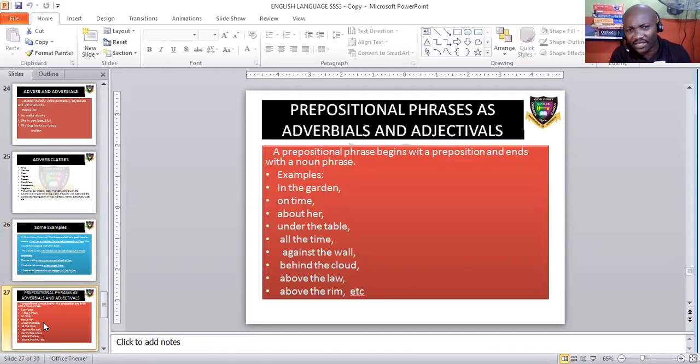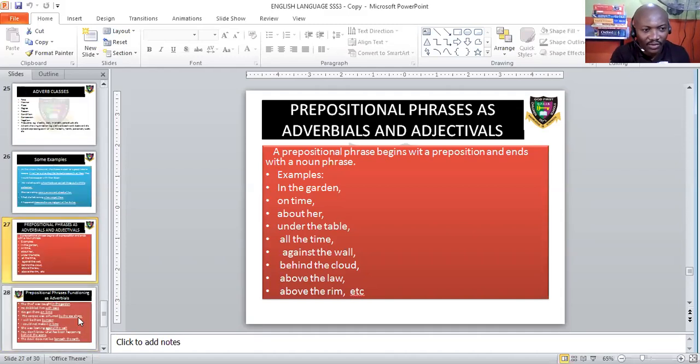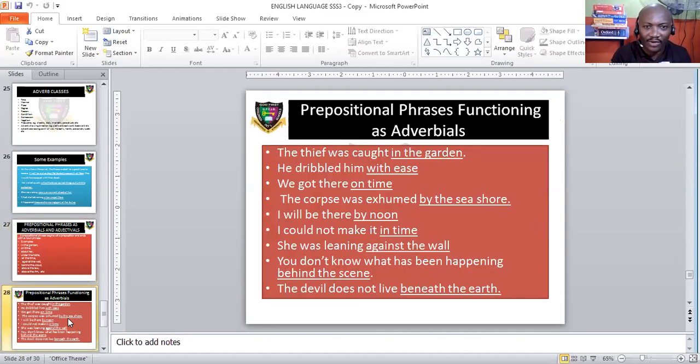Now, prepositional phrases as adverbials and adjectivals. The prepositional phrase, like I told you, begins with a preposition and ends with a noun phrase. We have examples like in the garden, on time, about her, under the table, all the time, against the wall, behind the cloud, above the law, above the rim, because they begin with a preposition and end with a noun phrase. They are prepositional phrases. So how can they function as adverbials?